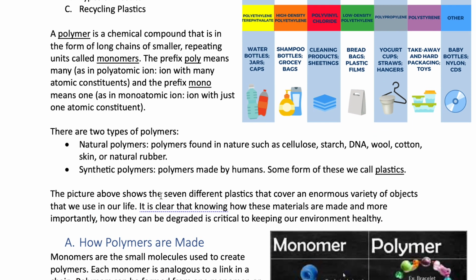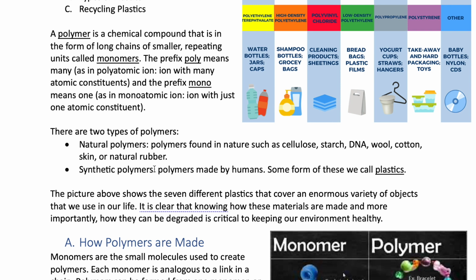So we have two types of polymers that you will see. Natural polymers are just polymers that are already found in nature, composed of monomers that are also found in nature. So cellulose is a polymer of sugar, starch, another polymer of sugar. DNA is a polymer of what we call nucleic acids. Wool, cotton, skin, natural rubber, they're all polymers of something, but they're all naturally occurring.